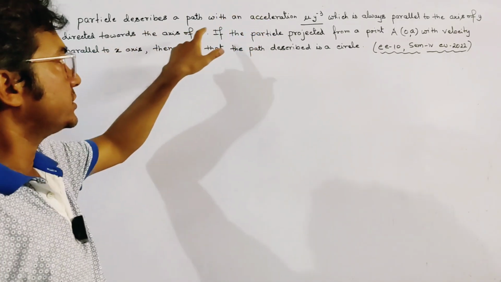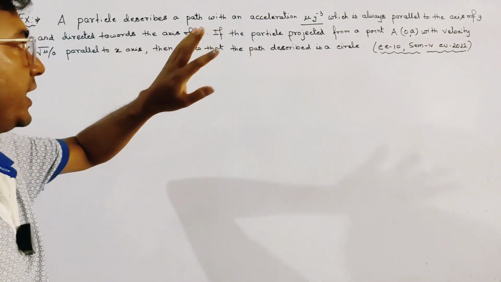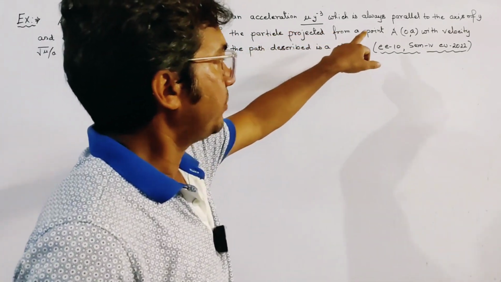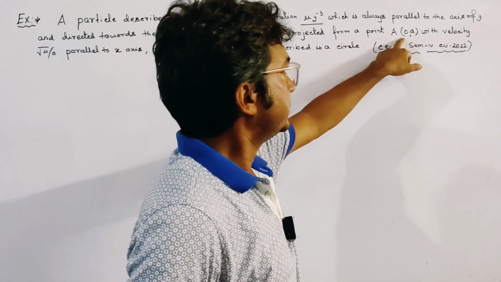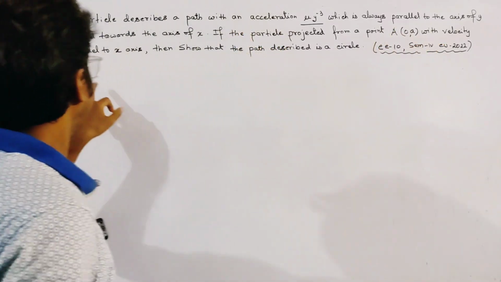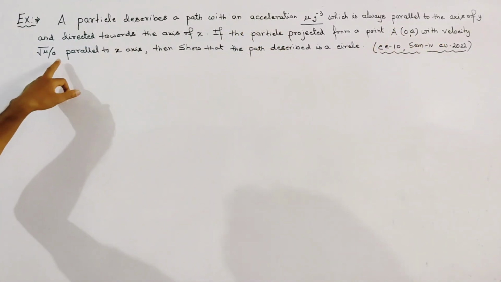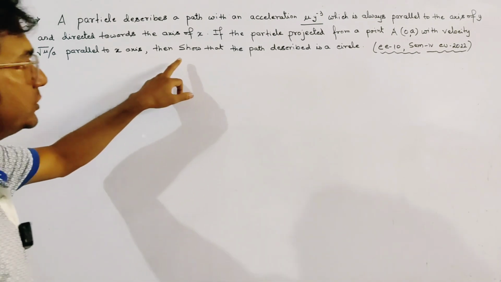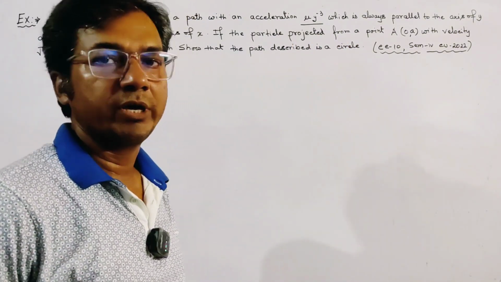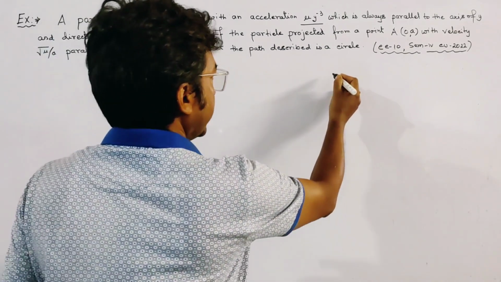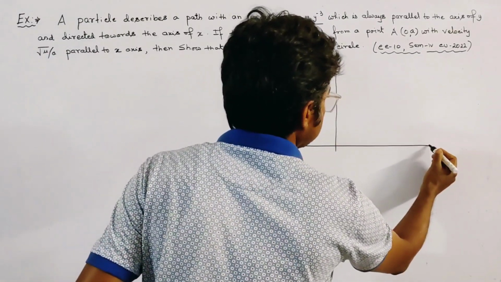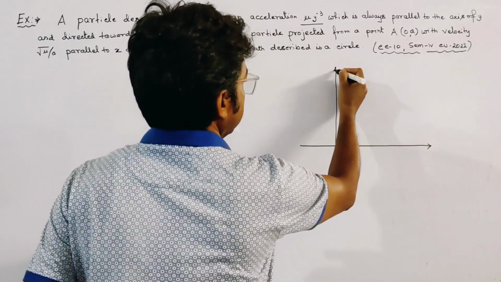The force is always directed towards the axis of x. If the particle is projected from a point A, 0a, whose coordinate is 0a, with a velocity root mu by a parallel to the x-axis, then show that the path described is a circle. We draw a rough sketch here to show all the forces and conditions.